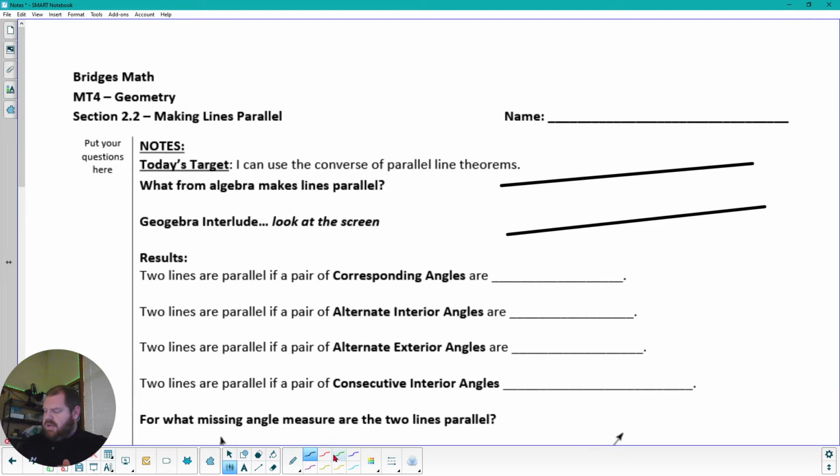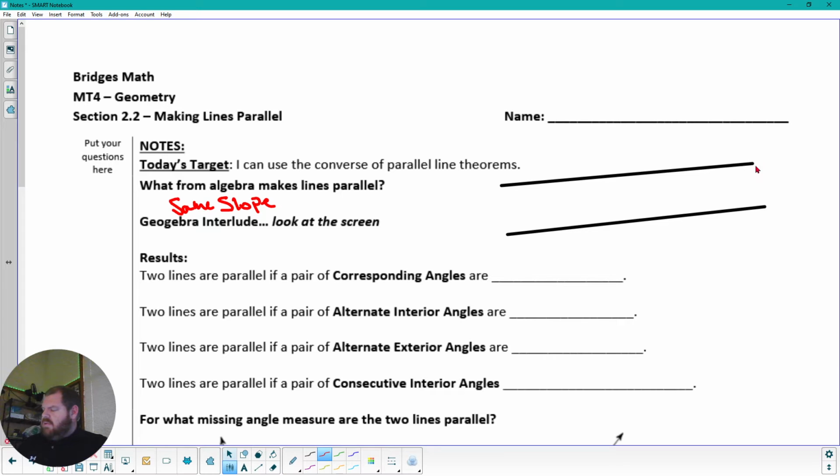What did we talk about back in our algebra days that makes lines go the same way? And if you're thinking slope, you're right. In fact, lines with the same slope would be parallel. Same rise over run. That's what affects whether they're parallel or not. It doesn't matter what the y-intercept is, it all is dependent on slope.